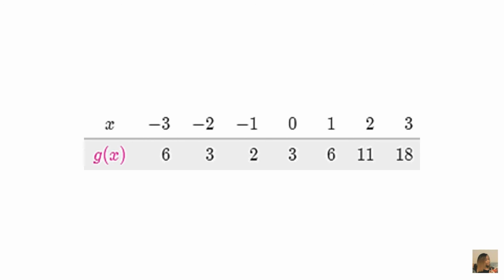A visual inspection of the table reveals that the minimum value of g occurs when x is negative 1. But the actual magnitude of the minimum output is 2. Therefore, the minimum y value, or the minimum g of x value, is going to be 2. Okay?